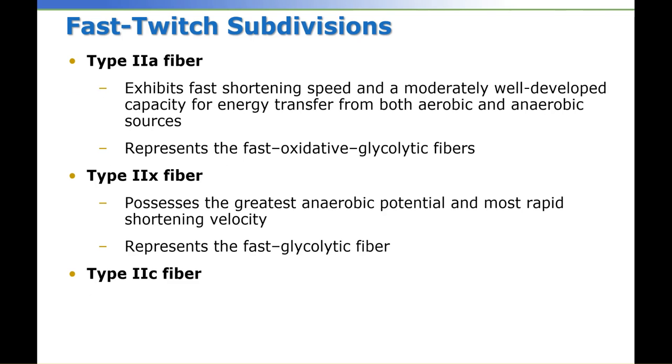Fast twitch subdivisions, which we talked a little bit about. Type 2A fiber exhibits fast shortening speed and a moderately well-developed capacity for energy transfer from aerobic and anaerobic sources; it represents fast oxidative glycolytic. Then you have type 2X, which possesses the greatest anaerobic potential and most rapid shortening velocity; it represents fast glycolytic fiber. And then type 2C fibers are normally rare and undifferentiated, and may contribute to reinnervation and motor unit transformation.